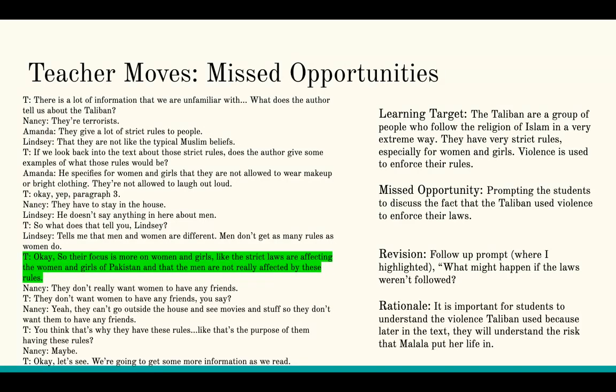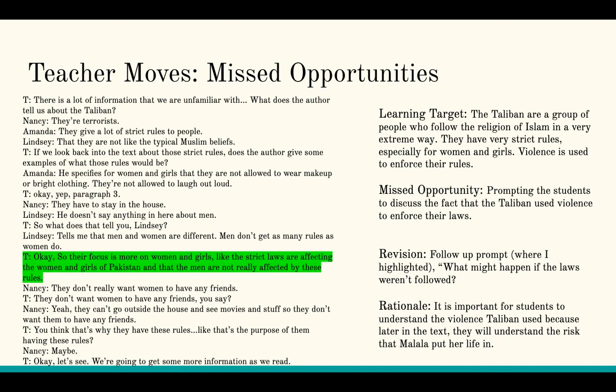So although I consider this a productive prompt, it does not mean that it was entirely perfect. When I looked at this discussion, I noticed there was a missed opportunity and a teacher move I could have used. If you look over here to the right side of the screen, I have the learning target again.